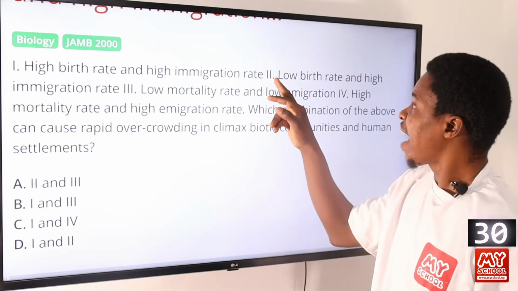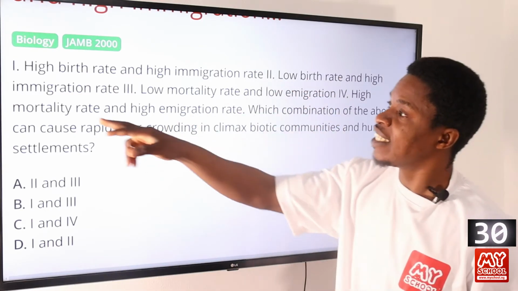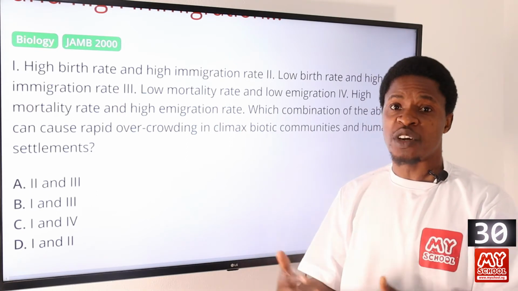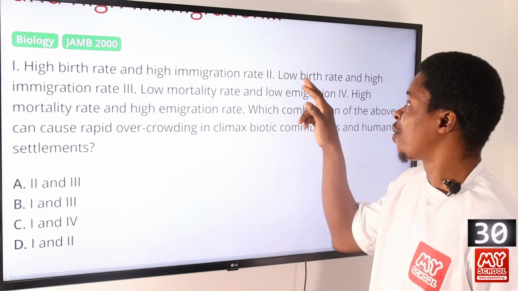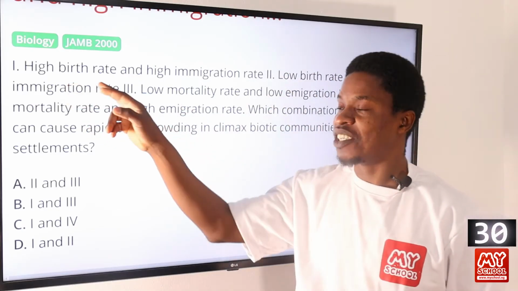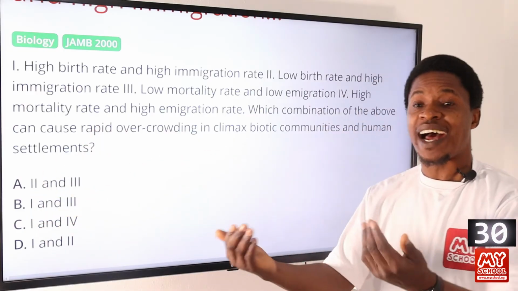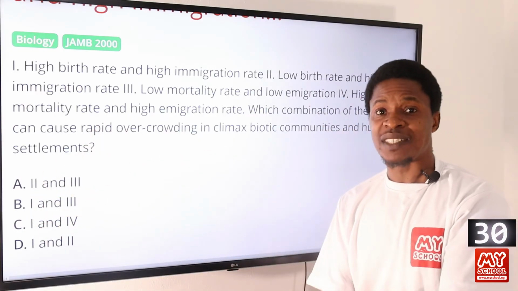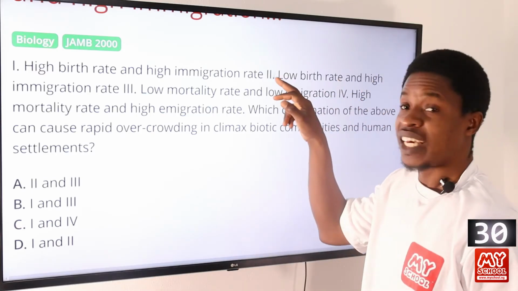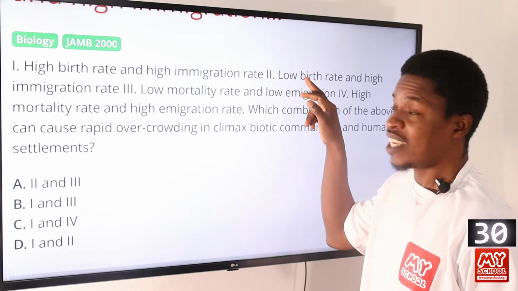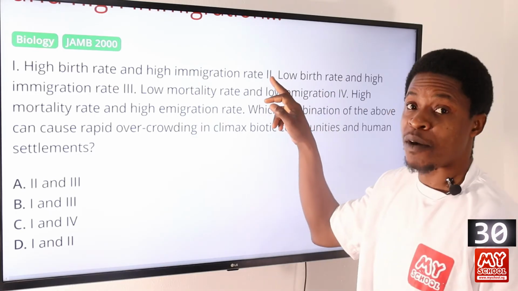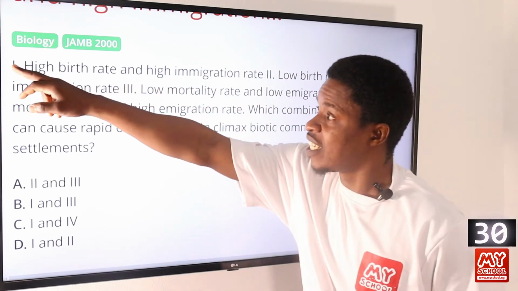Roman figure II says low birth rate and high immigration rate. When we say low birth rate, maybe we have the adults not giving birth too much. Of course, this is not going to contribute to the rapid overcrowding. And then we talk about high immigration rate, the rate at which people or organisms are moving into that community. Even though it is increased, because of the low birth rate, this will not be correct. This will add up as high immigration rate, but this nullifies it from being qualified to be picked.